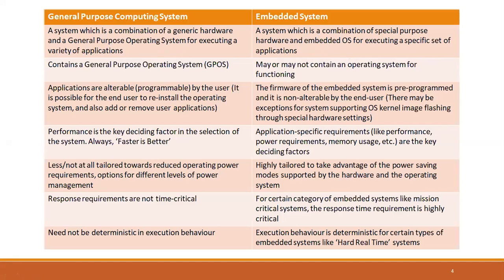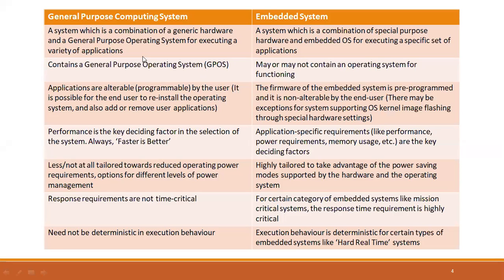And a general purpose computing system contains a general purpose operating system, that you already know, right? So they are making use of the general purpose operating system in the case of the general purpose computing system. An embedded system may or may not contain an operating system for its functions, right? As far as the mobile devices are considered, they have the operating system, but not all the systems will have operating systems, right?